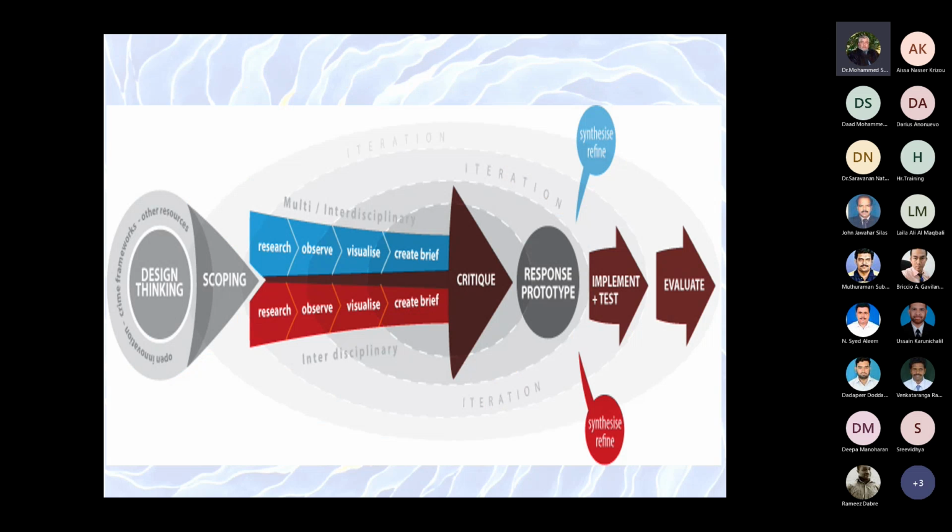Here is a sketch or diagram of how to see the process or the methods, how we can begin from the beginning with design thinking, and then research, observe, visualize, create, brief, respond, and then evaluate. It is like a circle.